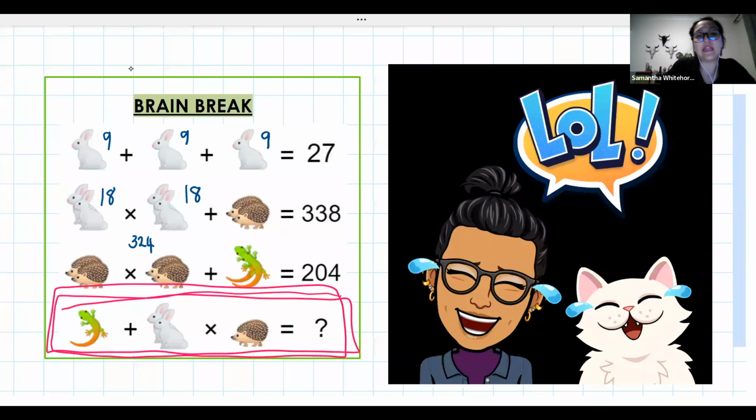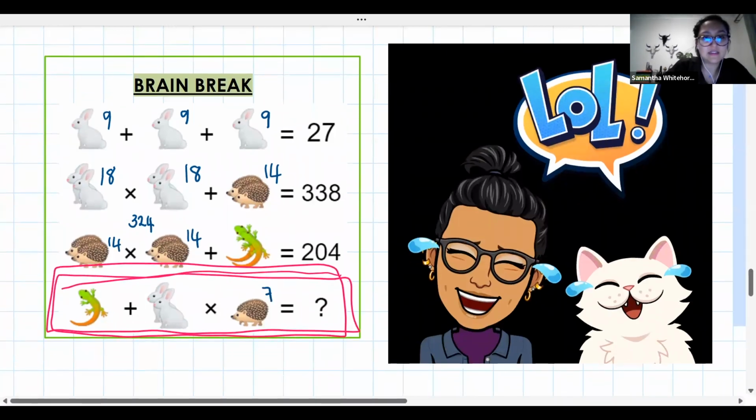So now what Boyce is saying is 338 minus 324 will give me the little hedgehog. So Boyce, what was that answer in the end? 14. And each hedgehog is 7. So 14 times 14. I did the same thing by the second equation. I took 204 and subtracted 14 times 14, which is 196 for those of you that want to know.